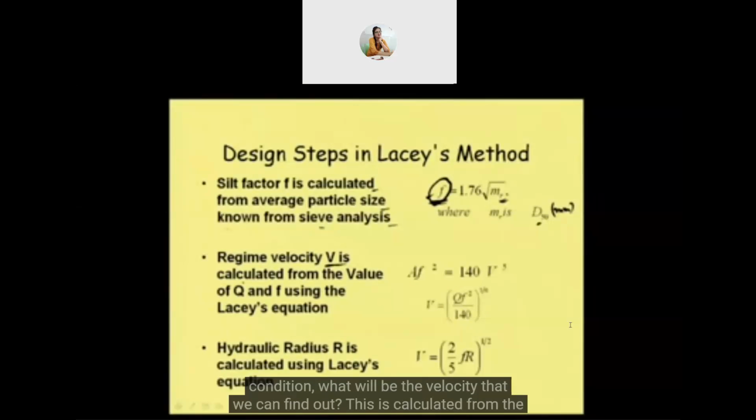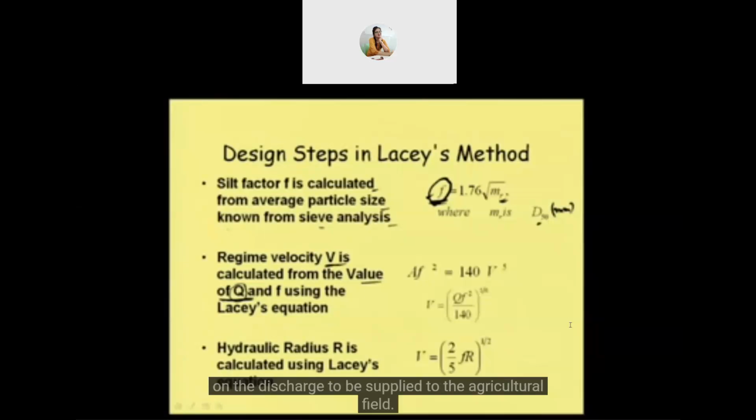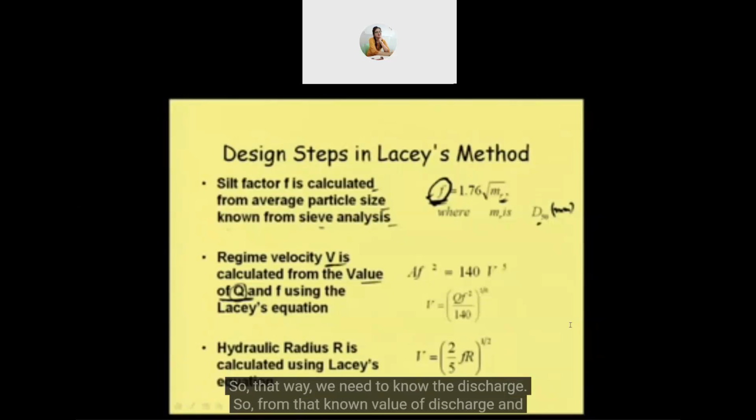This is calculated from the value of Q. Discharge we will have to know. Because generally when we talk about design of a channel, we need to design the channel to carry a particular discharge. So that Q we'll have to know from other hydrological study, or if it is an irrigation canal, then depending on the discharge to be supplied to the agricultural field. So that way we need to know the discharge.